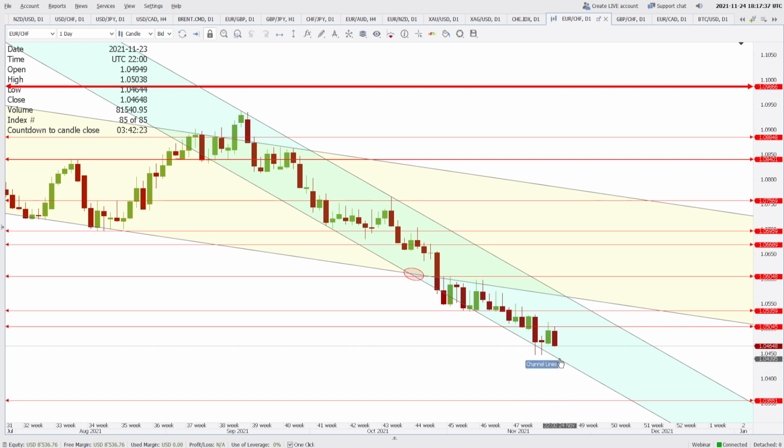So right now if you're looking for a selling opportunity, sell now with a small stop loss higher than 1.0504, and you can target 1.0355 in this market.